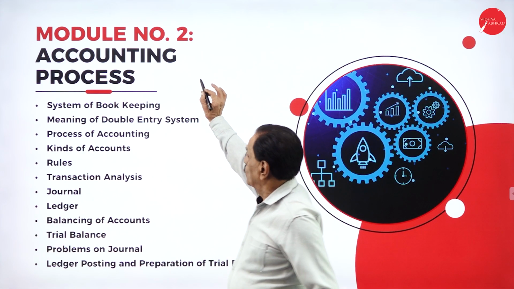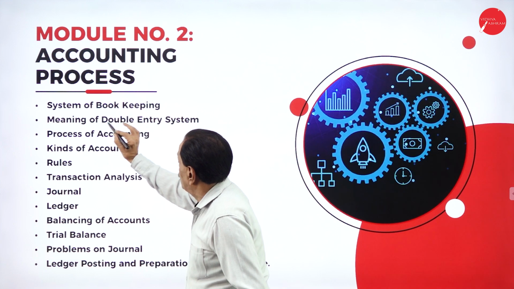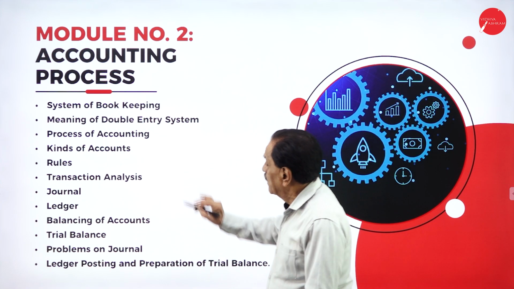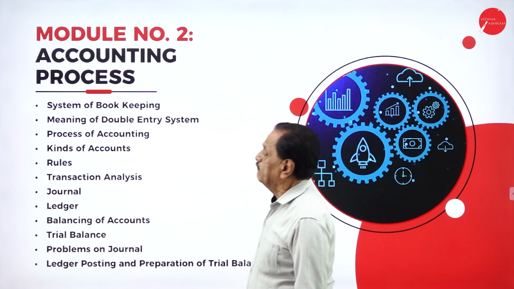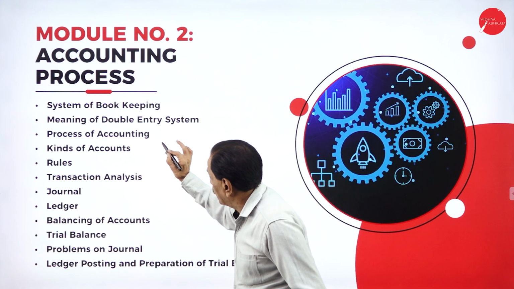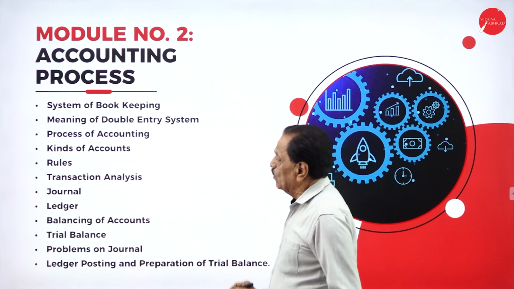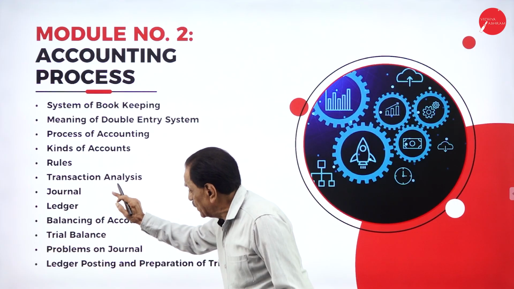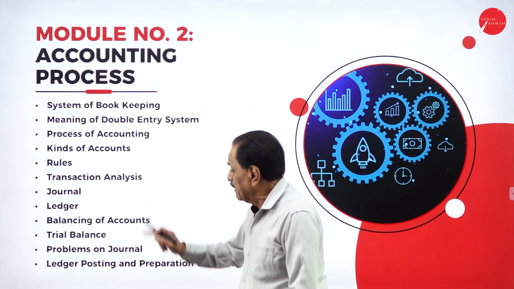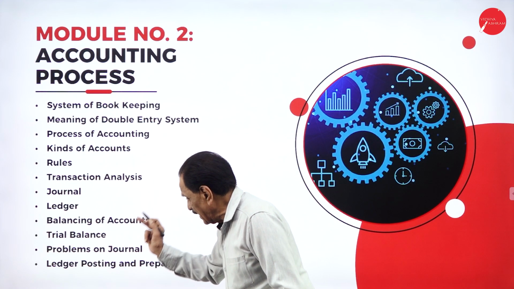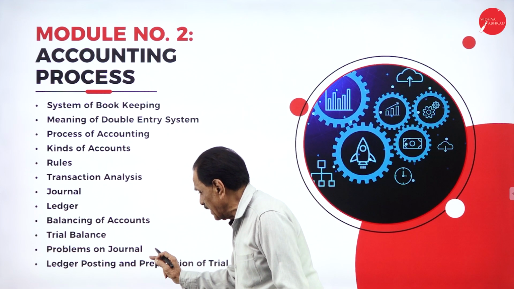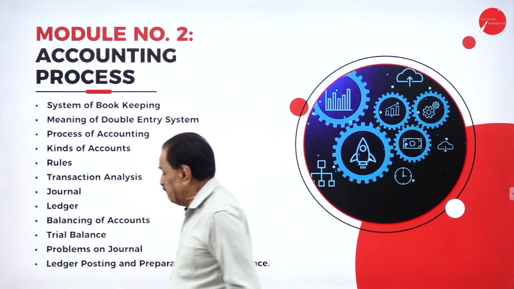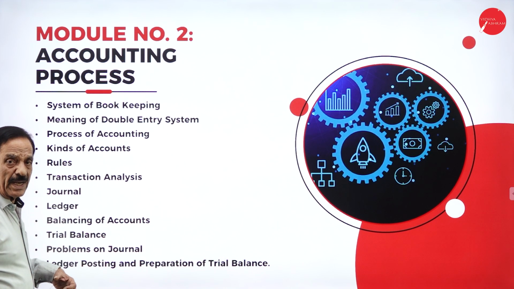Now, module number 2, accounting process. System of bookkeeping. We are going to explain what is bookkeeping, meaning of double entry system, process of accounting, kinds of accounts, rules, transaction analysis, what we mean by journal, what we mean by ledger, balancing of accounts, trial balance, problems on journal, ledger posting, and preparation of trial balance. This is the basic concept which you are going to read.